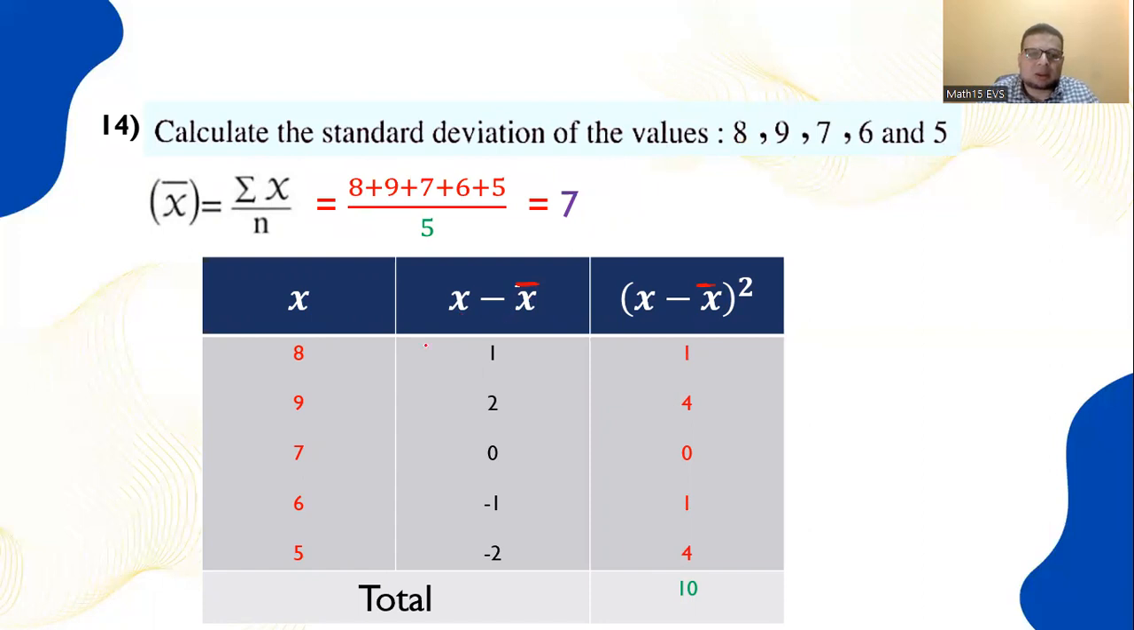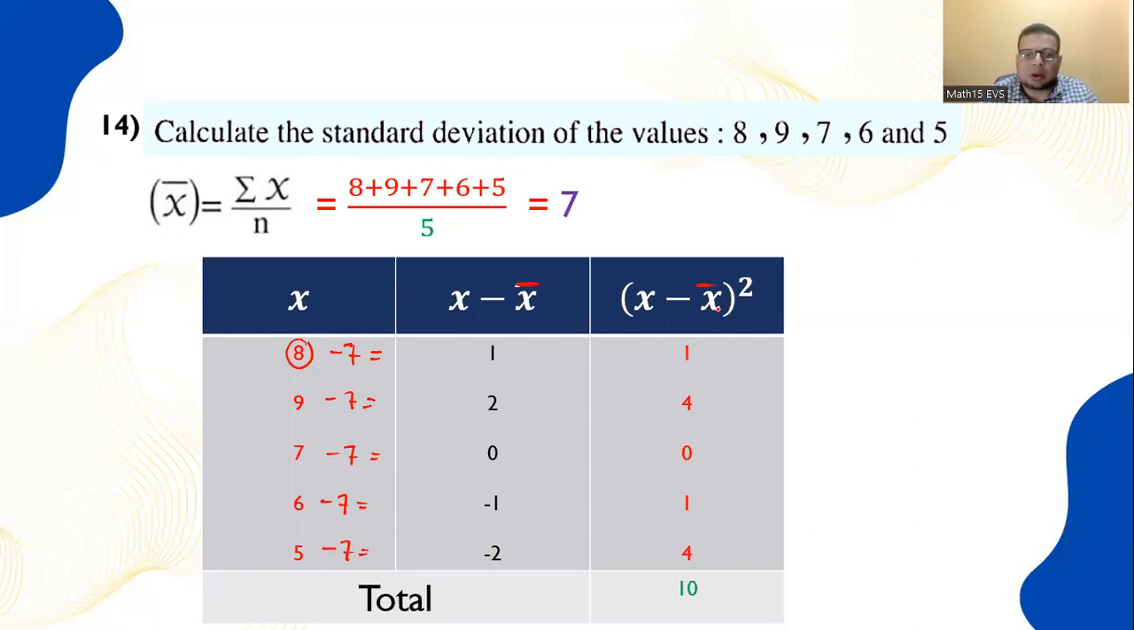And here x minus x bar, for each element of x. 8 minus 7, you will get 1. 9 minus 7, you will get 2. 7 minus 7, you will get 0. 6 minus 7, you will get negative 1. 5 minus 7, you will get negative 2.